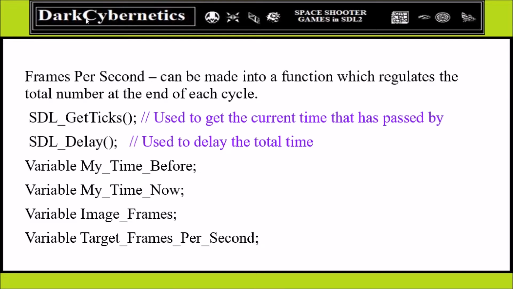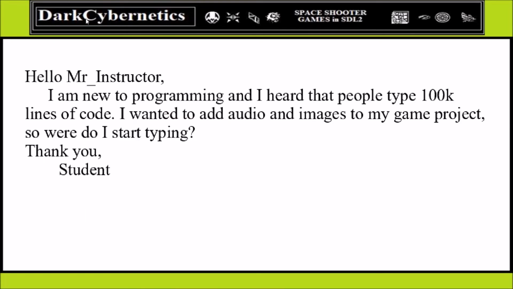So we say frames per second. We want to make a function that regulates the total number of frames per second. We use SDL_GetTicks again, and we're going to use SDL_Delay, and we want to have some variables for how much time has passed, the total number of frames, and our target time. So if our target time was 60 frames per second, we would have to do that inside a program.